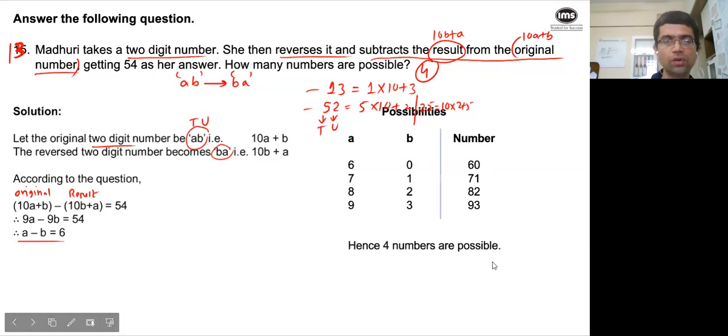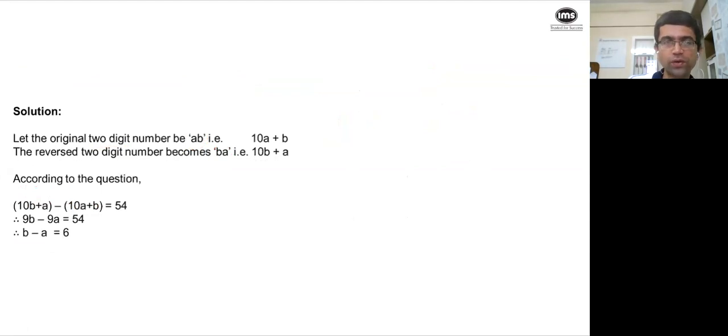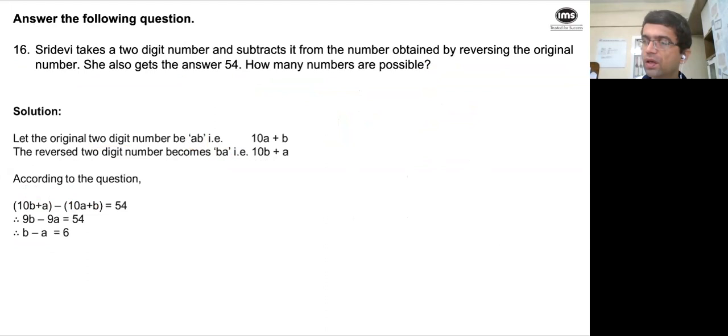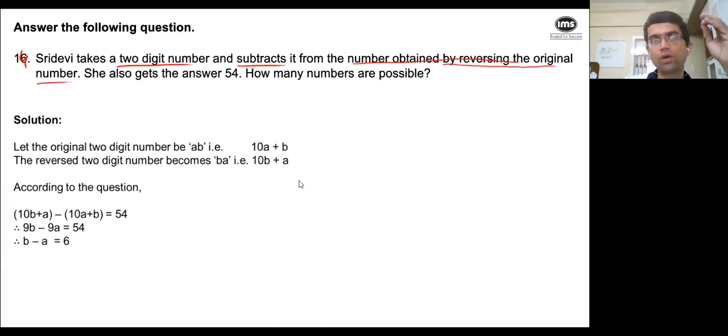Yes. Now, the next one is a little twist. What does it say? Sridevi now takes the 14th question. Jalaj has already cracked it. It takes a 2-digit number and subtracts it from the number obtained by reversing the original number. So in the earlier question, we subtracted the result from the original. Now we are going to subtract the original from the result.